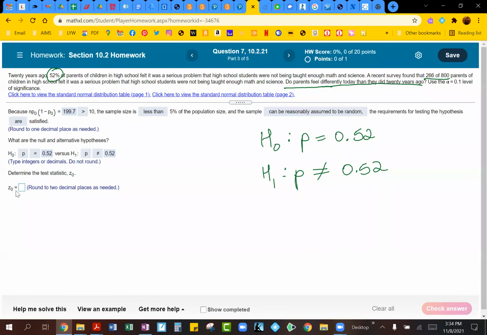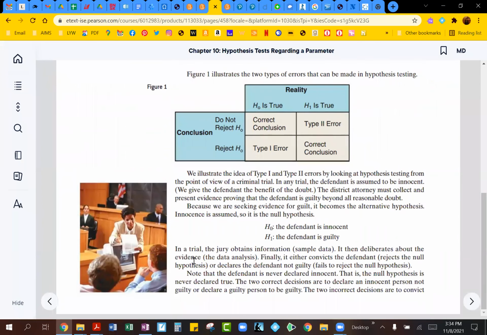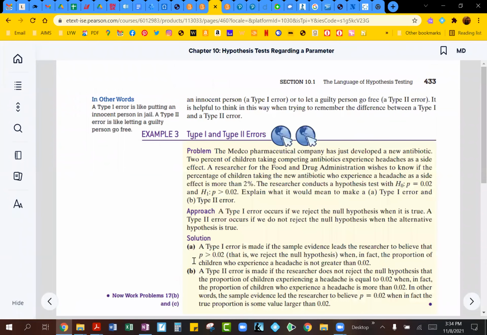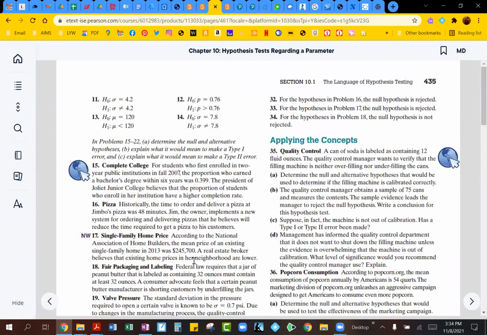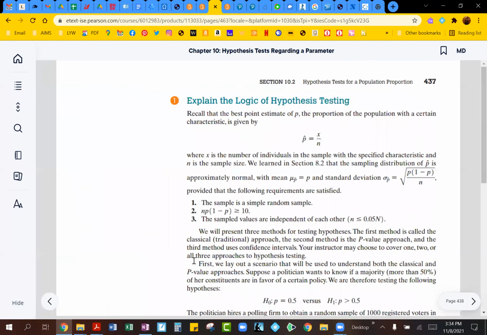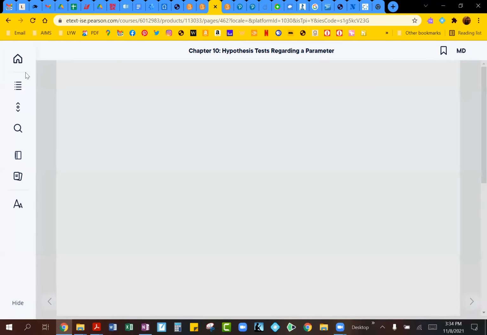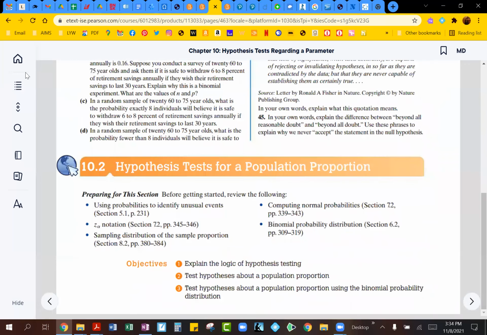Okay. Now this z sub 0, I will need to show you that. Let's clear this out. And you will actually need to go into 10.2 for that. Okay, so this is actually where we're getting into, okay, not here.